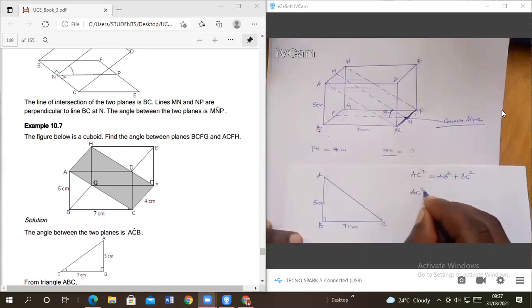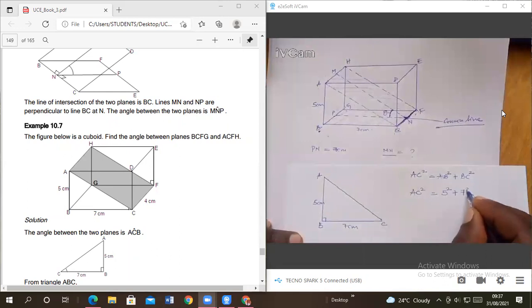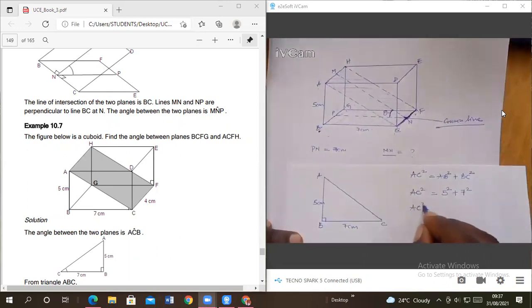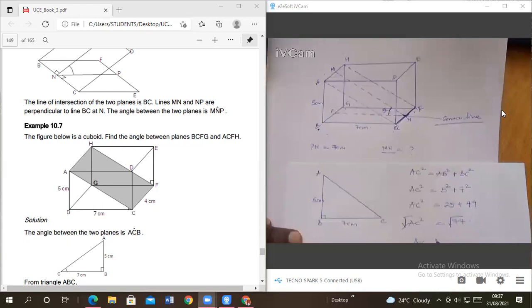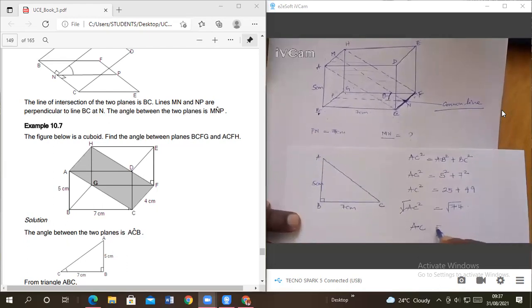So AC squared equals 5 squared plus 7 squared. AC squared equals 25 plus 49. When you add there, what do you get? 74. So to get AC, we find the square root on both sides. And AC is equal to the square root of 74, which is 8 point what?